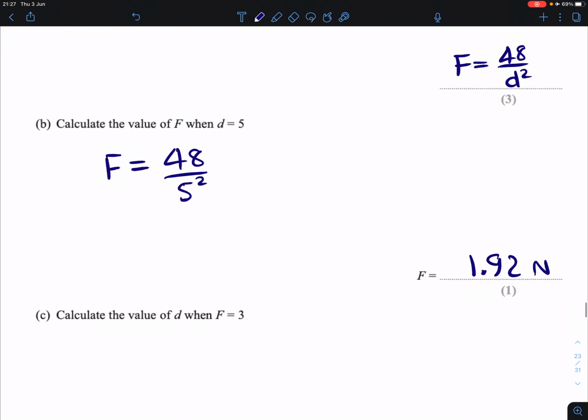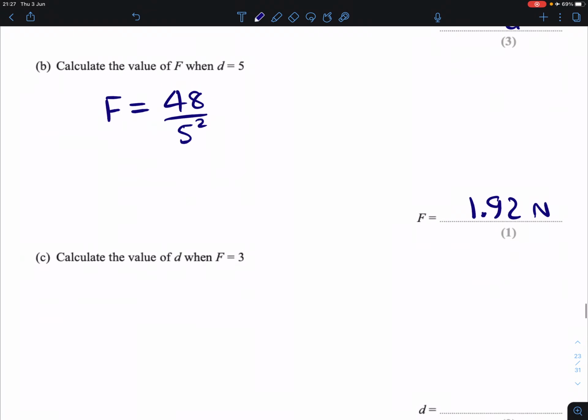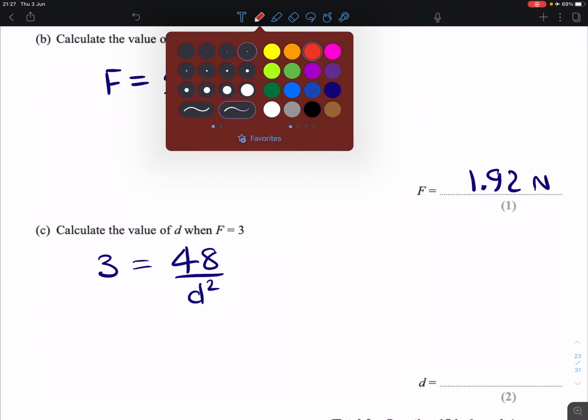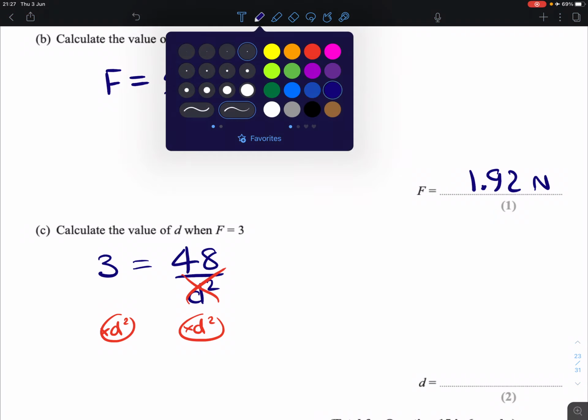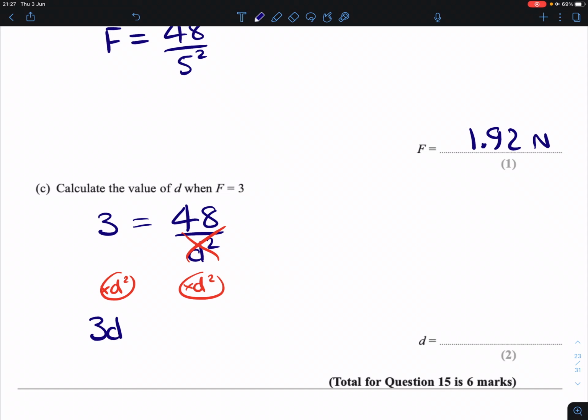Next part, calculate the value of d when F is 3. Well, same again, we're going to use the formula, except the number we have is being plugged in a different place. So 3 is F, d is unknown. We don't want our letters on the bottom of a fraction when we're trying to solve it, so the first step here is to multiply both sides by d squared so that we get rid of this fraction. What will happen is that d squared then appears on the left hand side instead, so 3d squared equals 48. Now we're going to divide both sides by 3 to get d squared on its own, and then we are going to square root both sides to get d, which will end up becoming 4.